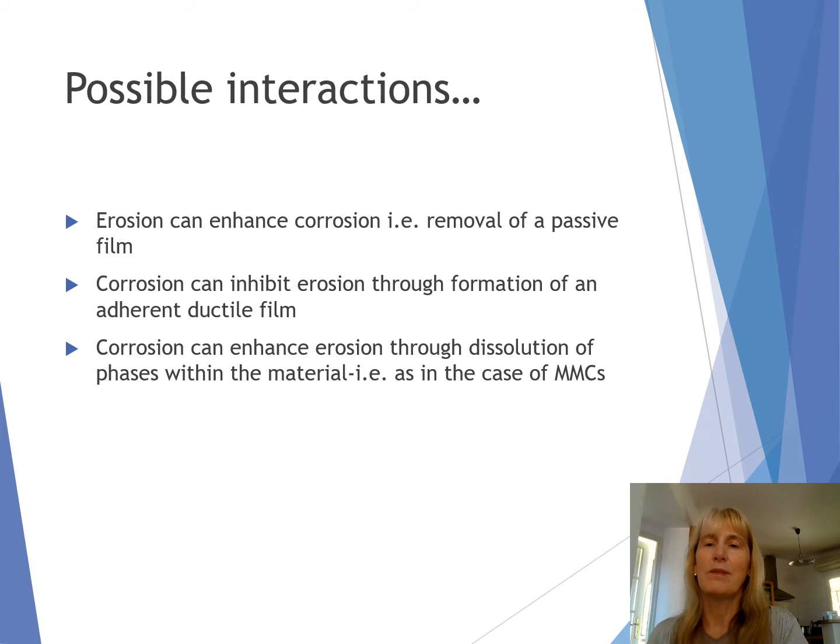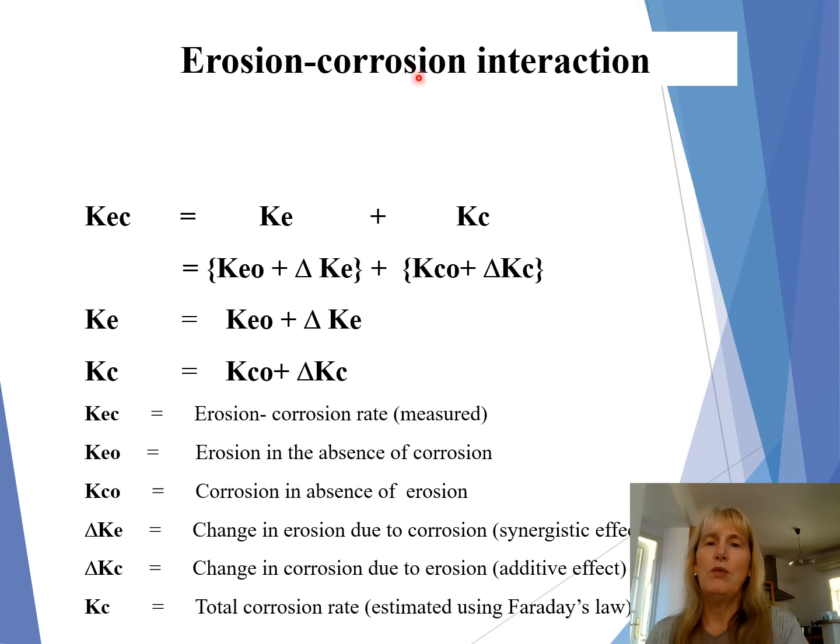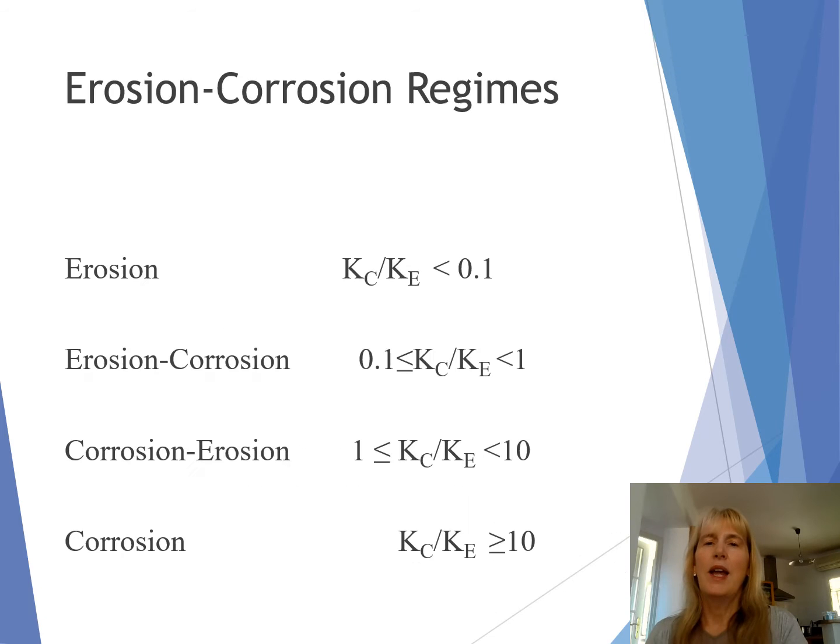Okay, so the erosion-corrosion interaction which we identified, this is the erosion and total corrosion. These are the enhancements of the two processes, or rather the interactions between the two processes. And what we did was define some very simple inequalities to define erosion-dominated and corrosion-dominated behavior.